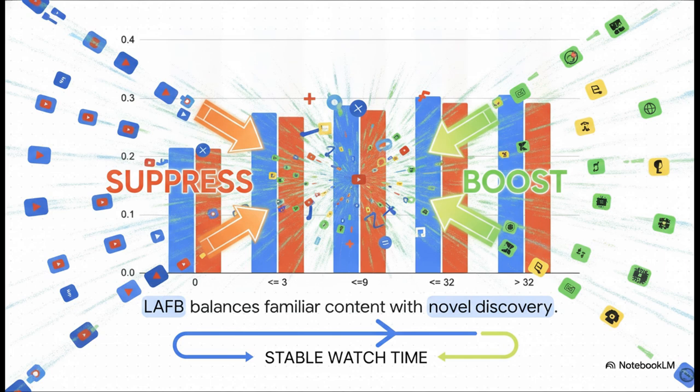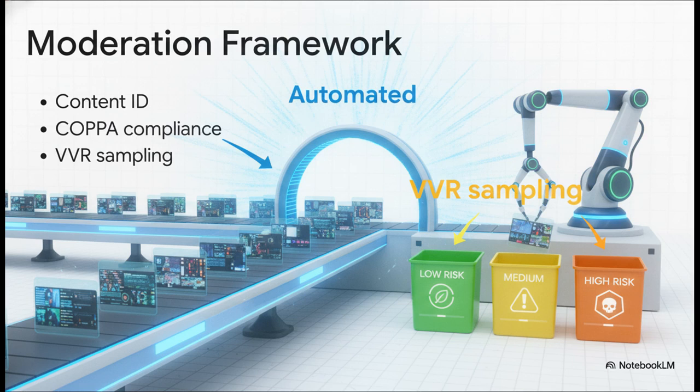Think about it. If the algorithm only ever showed you exactly what you already like, your watch time would eventually drop off. You just get tired of it. So LAFB mathematically adjusts the recommendations to gently suppress overexposure to familiar content while boosting novel discovery and emerging creators. This framework successfully gets you exploring a broader range of new content while keeping overall watch time completely stable.